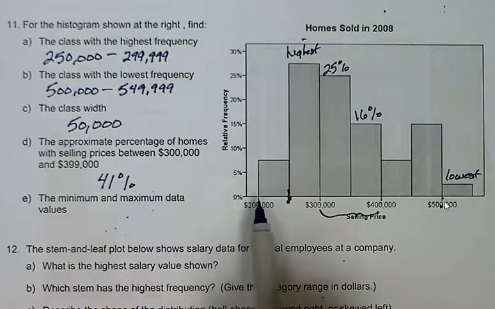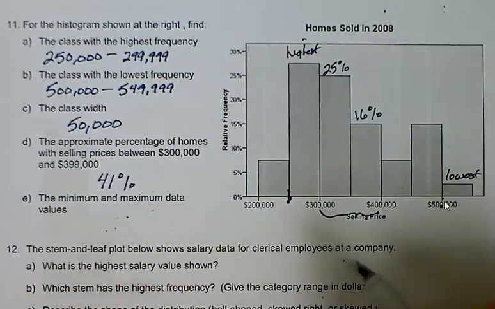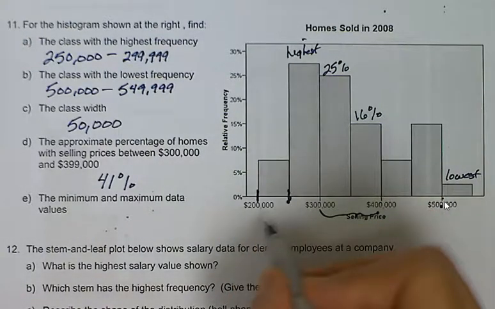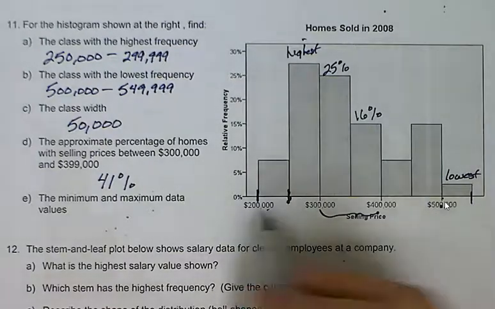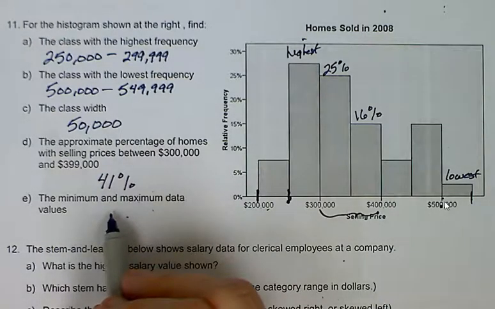Then the last question is to find the minimum and maximum data values. In this one, because it's a histogram, this isn't actually possible to exactly specify what those values are. We can estimate because our lowest class limit is 200,000 and our highest is 550,000, but those would just be estimates. We don't know exactly what these data values are.